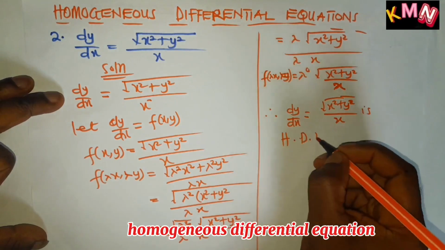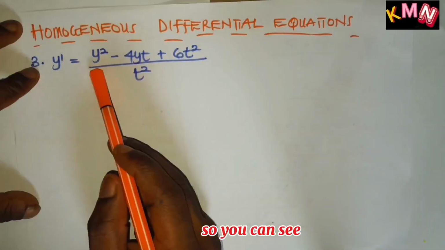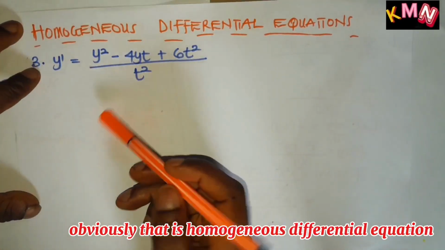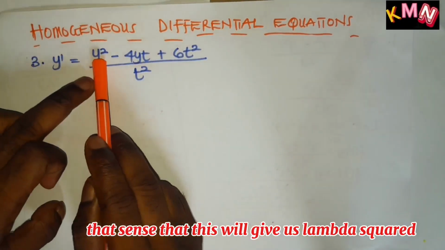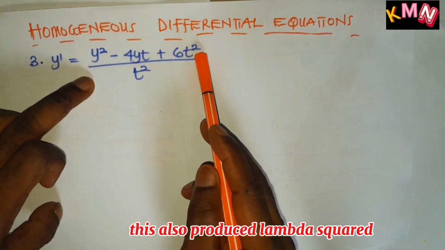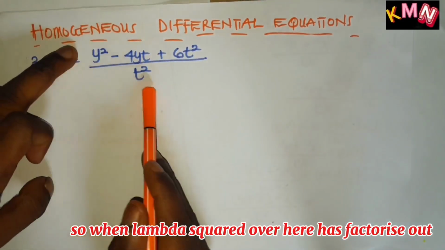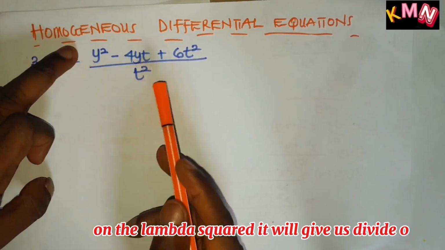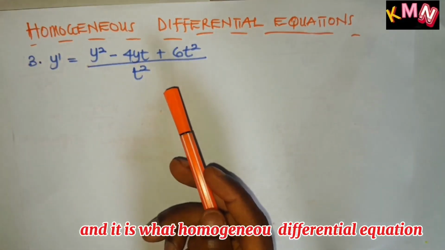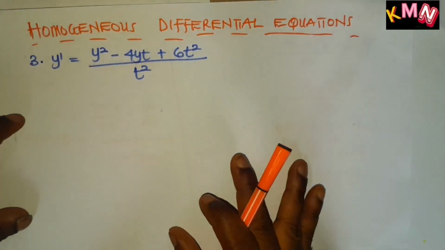Homogeneous differential equation. So we can see obviously that it's a homogeneous differential equation in the sense that this will give us lambda squared, this also produces lambda squared, this also produces lambda squared, all divided by lambda squared. So when lambda squared is factorized out on the lambda squared, it will give us degree what? 0, and it is what? Homogeneous differential equation.